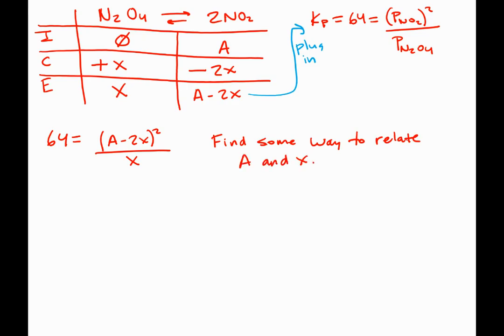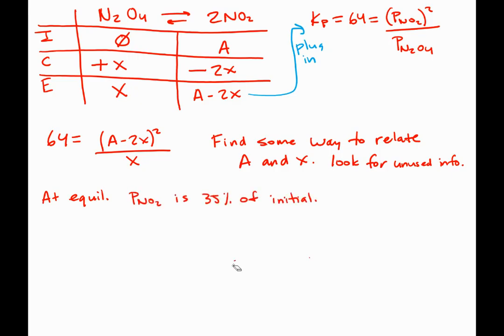The way that we can go about doing that is by looking for unused information. A piece of unused information that we have is, we were told at equilibrium that the pressure of NO2 is 35% of the initial. So let's take that sentence and turn it into the form of an equation. What you can say is that at equilibrium, PNO2 is equal to 35%, expressed as a decimal, 0.35, of means times the initial.